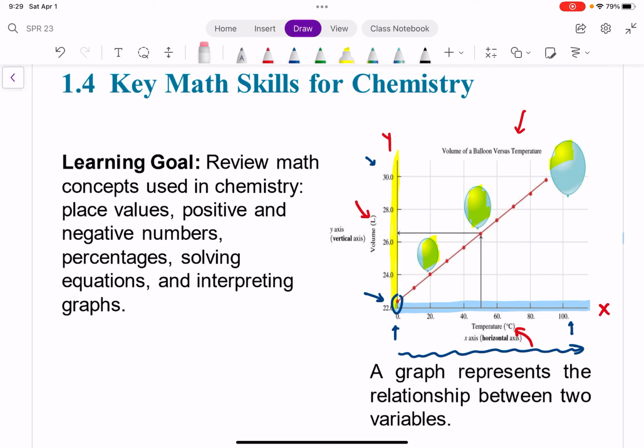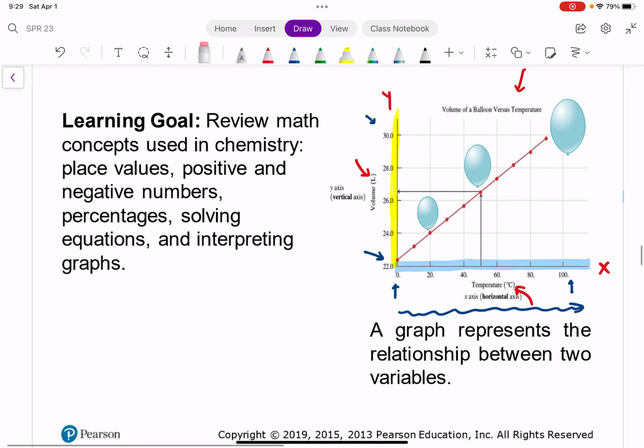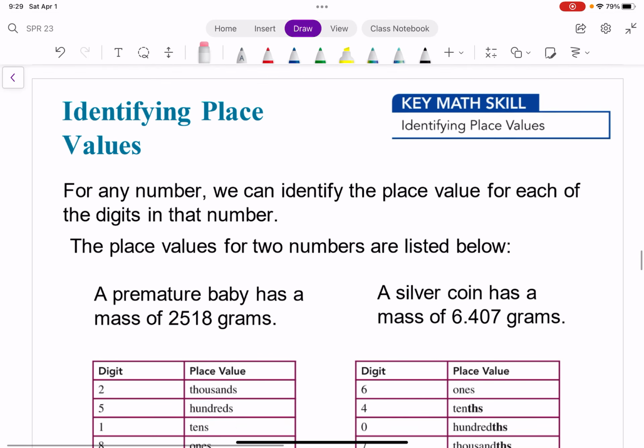So just start thinking about how we can interpret graphs and how they can be used as a tool in chemistry to relay information about our experiments. And we'll talk more about that in a little bit.